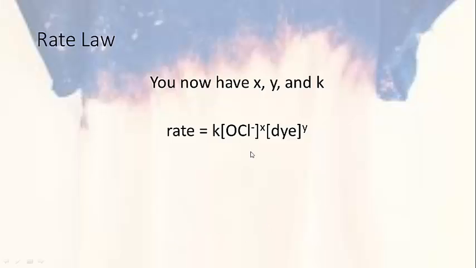So now you have the value for X, which we told you is 1. You have the value for Y, which you determined based on which graph was linear, and you just solved for K. Now you can write your rate law, and you're done with part 1.